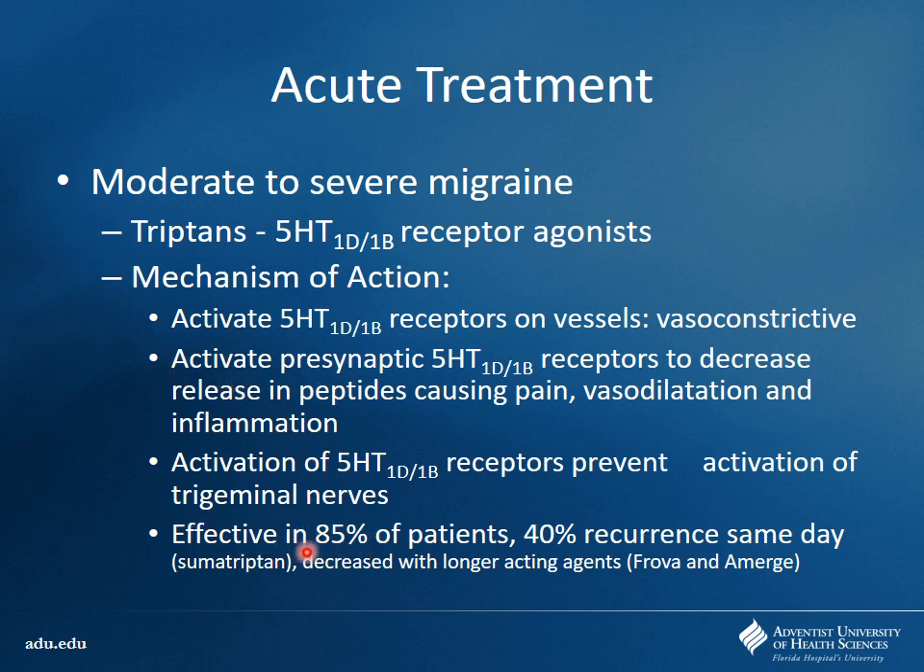Now again, a lot of patients are going to get a lot of efficacy out of this, but a lot of them will have recurrence. So this is where you can use things like the Frova or the Emerge. Those tend to have the longer half-lives, and they will prevent that recurrence a little bit better than something like sumatriptan.